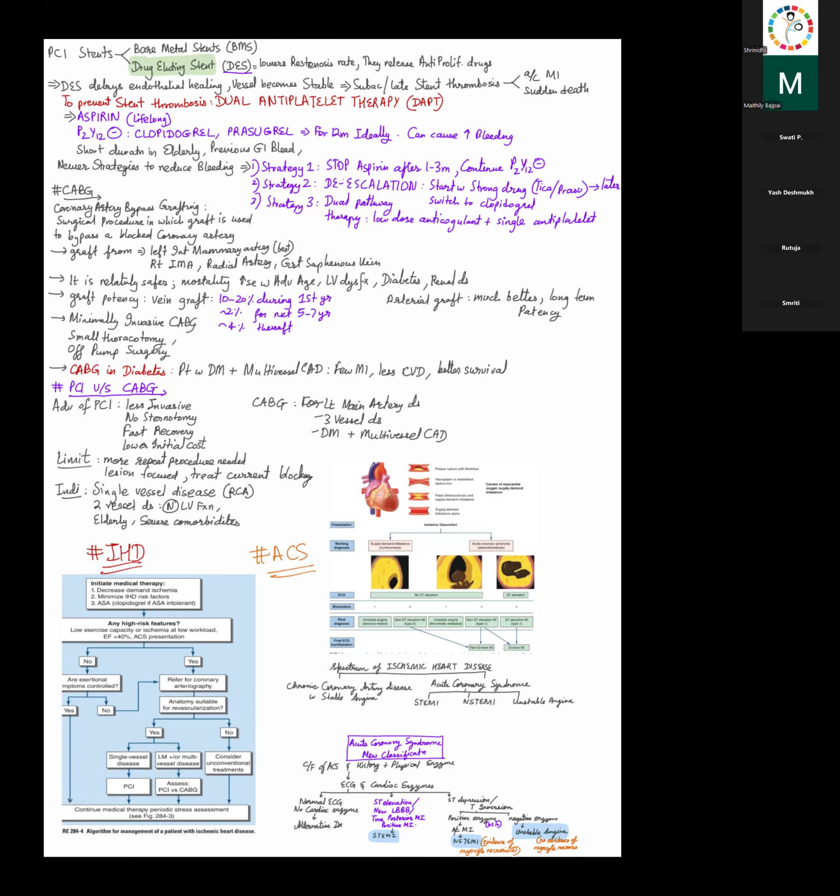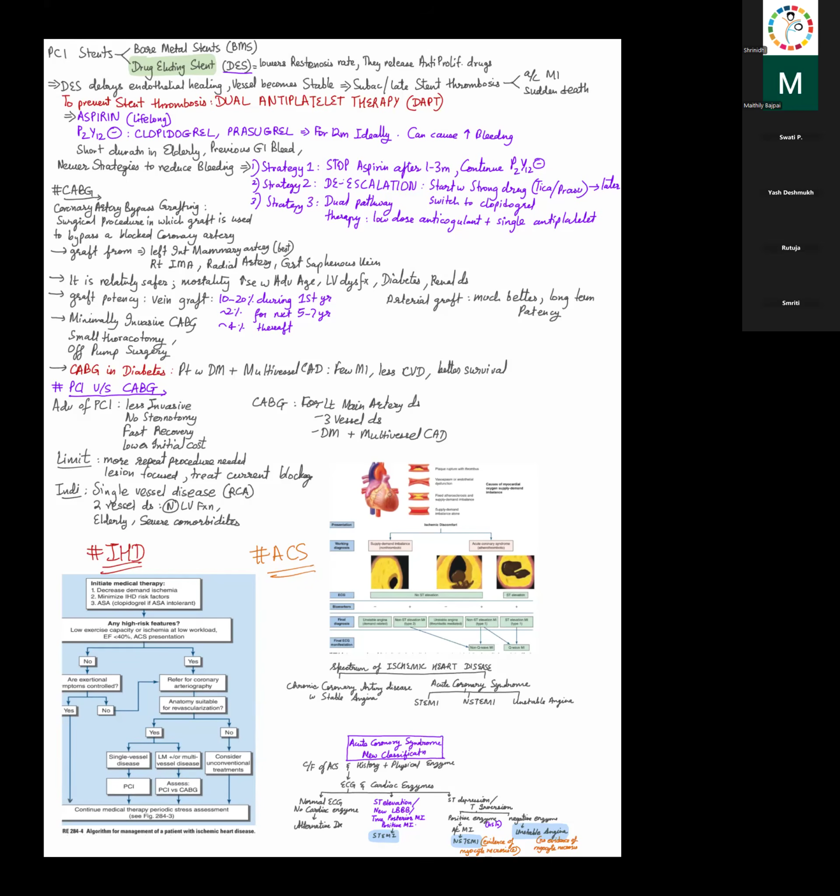Now, next is coronary artery bypass grafting. It is a surgical procedure in which a graft is used to bypass a blocked coronary artery. Graft is taken from the left internal mammary artery, which is best suitable, or the right internal mammary artery, or radial artery, or great saphenous vein. So it is relatively safer, and mortality increases with advanced stage.